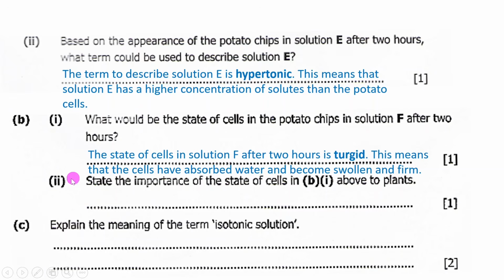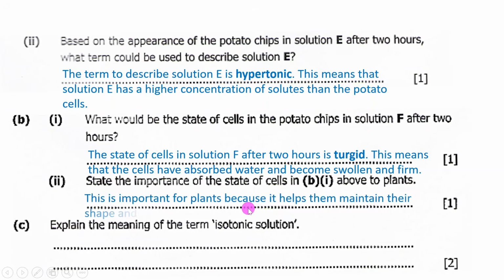Then part 2 says state the importance of the state of cells in B part 1 above to plants. So they're asking about the importance of turgidity in the cells of plants. So we are saying this is important for plants because it helps them maintain their shape and structure. So turgidity is very important to plants. Why? Because it helps them maintain their shape and structure.